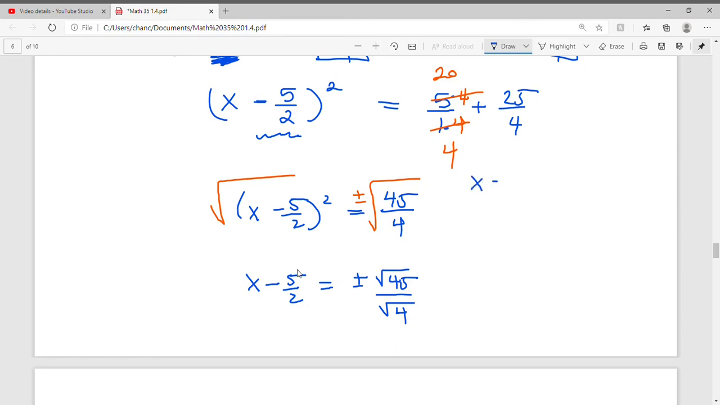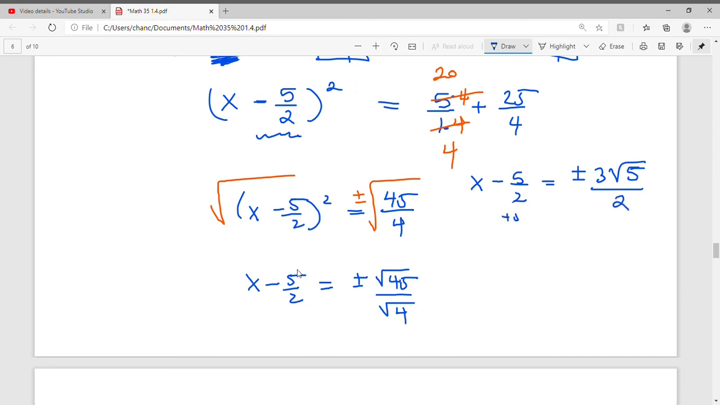Now I can write this as x minus 5 over 2 equals plus or minus. Now 45, that's 9 times 5. So the square root of 9 is 3. So this is 3 root 5. Again, you could use the factor tree to simplify it as 3 times 3 times 5. So this simplifies to 3 root 5. The square root of 4 is 2.